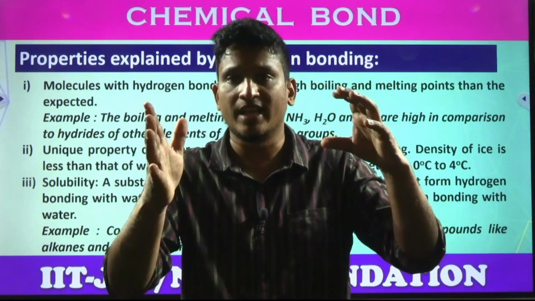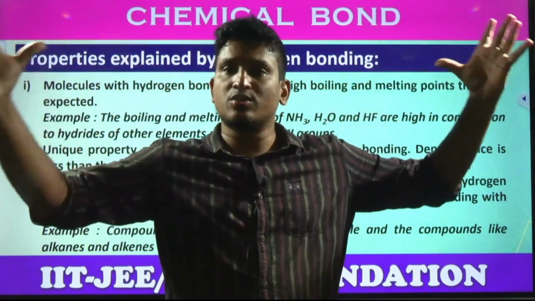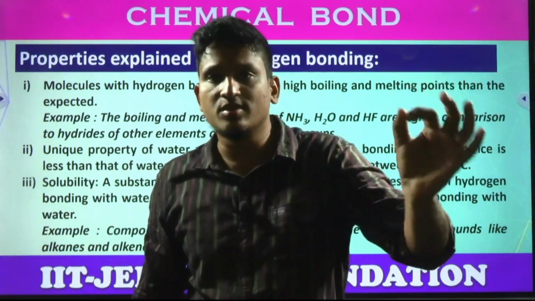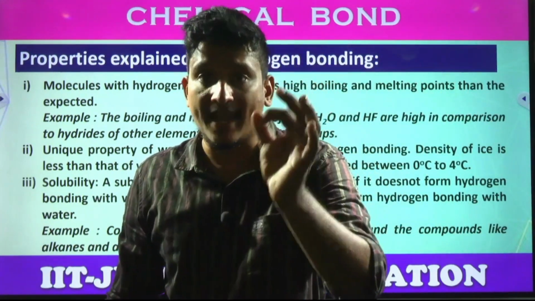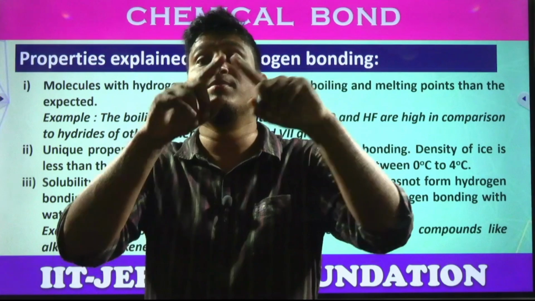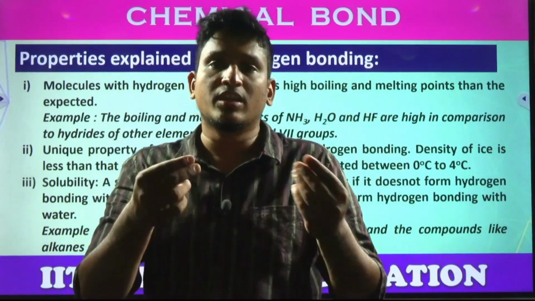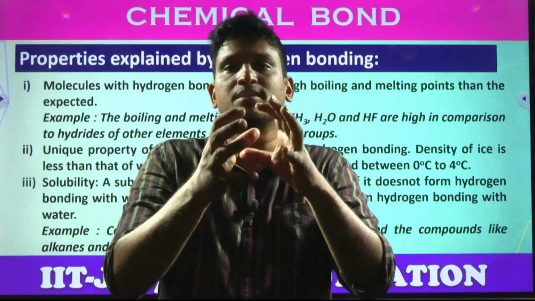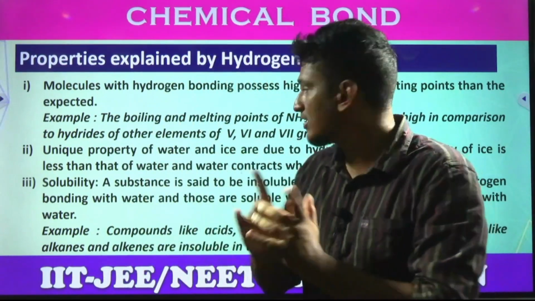From 5 degrees, they again gain temperature and show normal behavior. But exactly between 0 and 4 degrees Celsius, this is what is happening in ice. Because of hydrogen bonding, empty spaces are created, and the molecules initially occupy these empty spaces. That's why they are contracting. Got the clarity about the point, students?